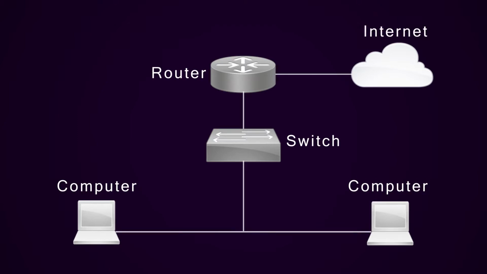A switch connects devices on your local network. They connect computers, mobile phones, tablets, printers, etc., so that they can communicate with one another. Switches are responsible for physically getting the data where it needs to go on a local network. Later in the course, we'll discover the detail of exactly how this works.